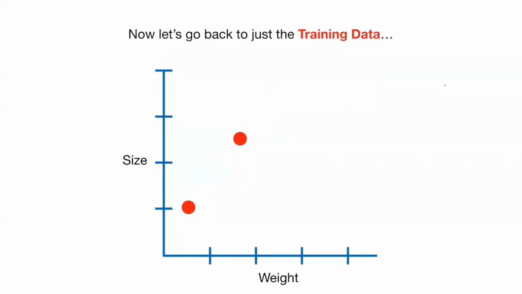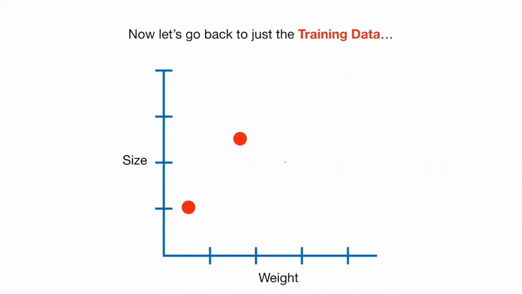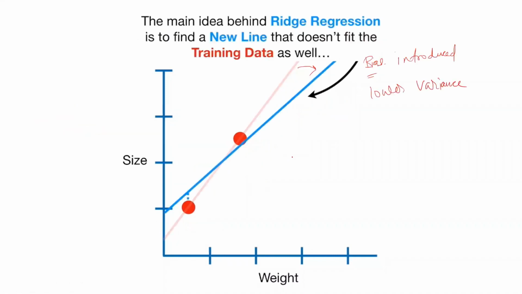As we know, this data set was having a high variance. So if you tilt this line a bit, your variance is getting reduced. If you introduce a little bias in the data, you are getting a lower variance in the testing data set as well.